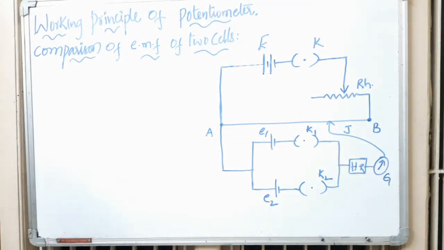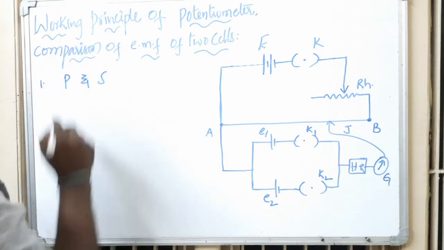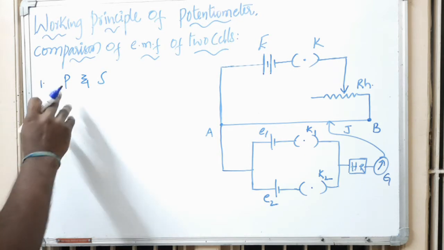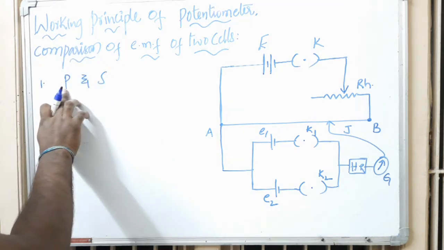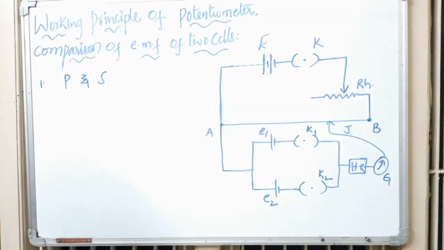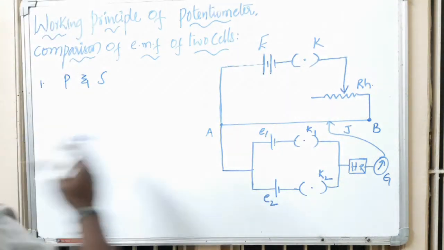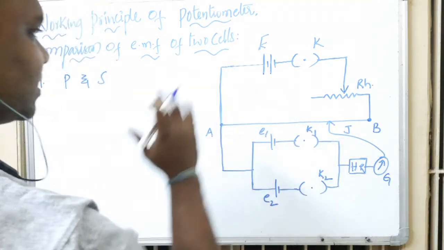Now next one, that is comparison of EMF of two cells. In that, the first point we are writing is: potentiometer consists of two circuits, one is primary and the other is secondary. So these are the two circuits a potentiometer has. This part is called the primary circuit, and this one is called the secondary circuit in the potentiometer.